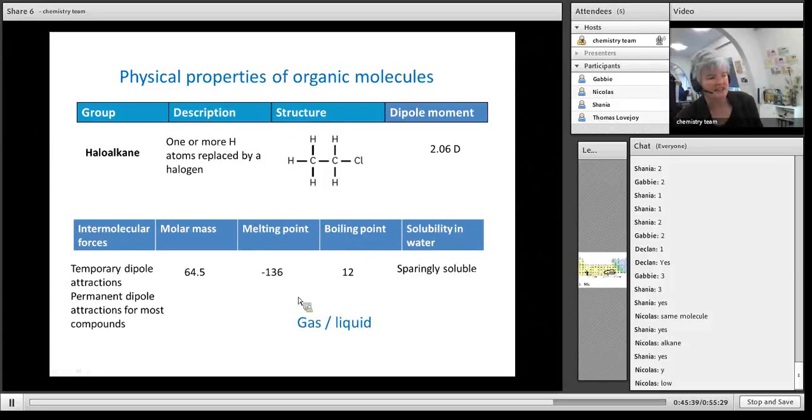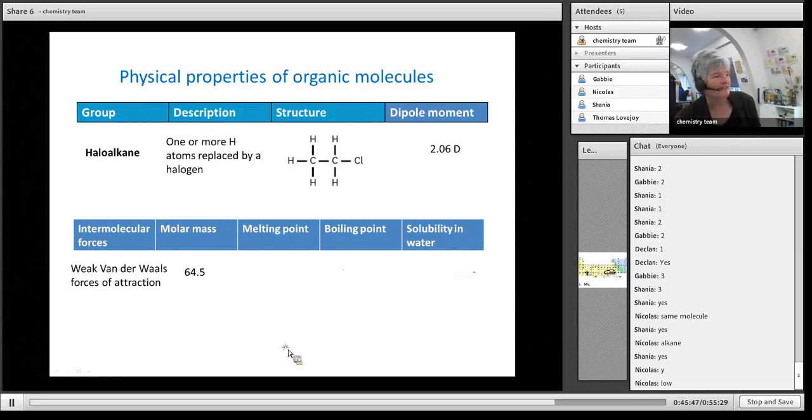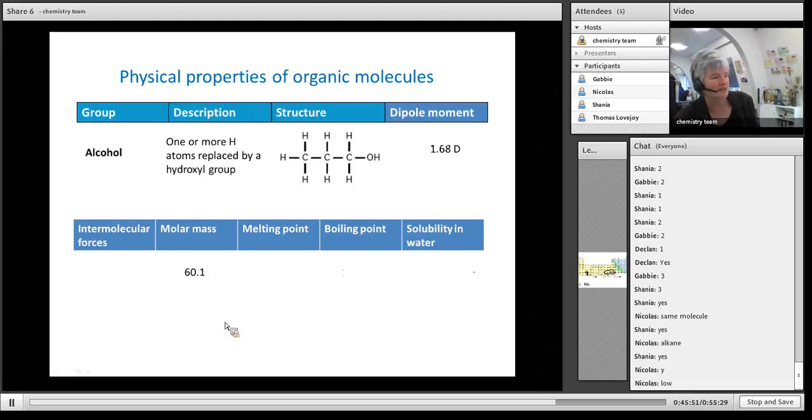So I've said gas or liquid, because it depends on if it's in winter or if it's in summer, whether it's going to be a gas or liquid. And, okay, sorry, I knew I had something wrong. I stuffed up. So, there.